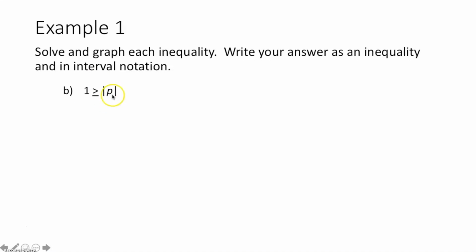Since it's the beginning of the inequality, I'm just going to flip this inequality. I'm going to put the absolute value of p over here, I'm going to put 1 over here, and I'm going to flip my inequality sign. Now my absolute value is on the left. Everything else has got to go to the right. There is nothing else multiplied or added or subtracted to our absolute value.